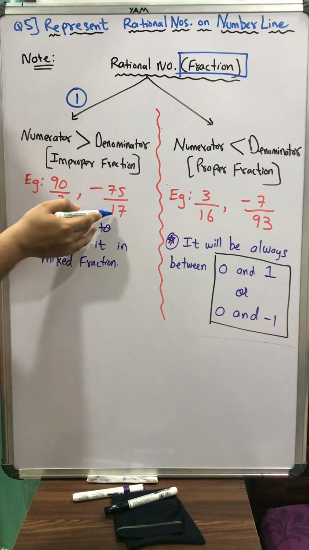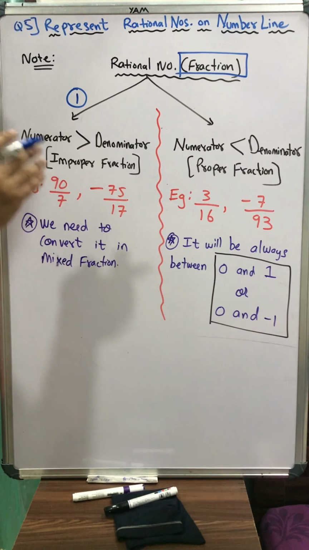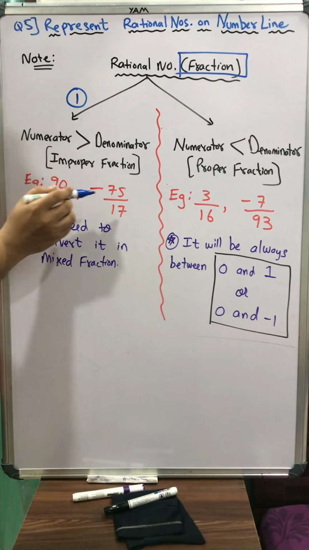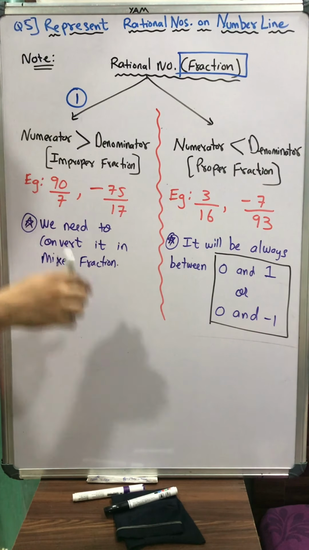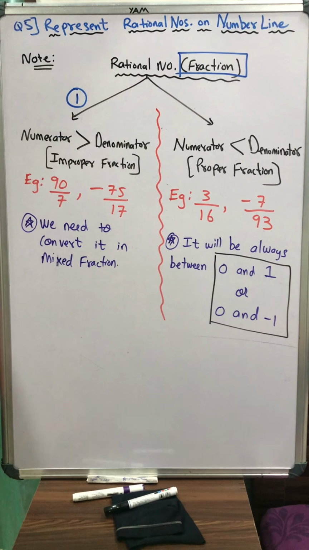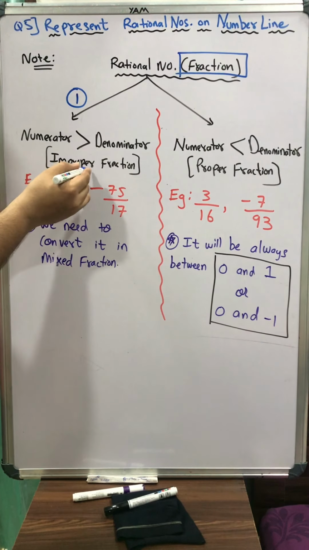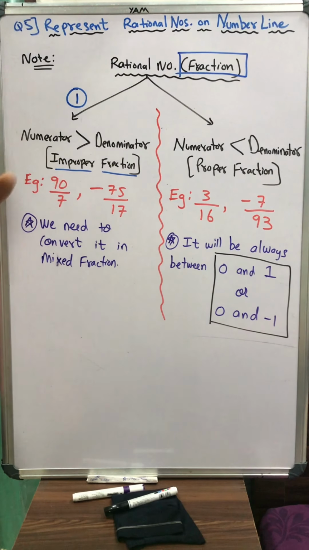Minus 75 upon 17. This minus is along with the entire fraction. So just for 1 second leave this minus sign. Just forget about this minus sign. It's 75 upon 17. 75 is bigger and 17 is small. So whenever numerator is greater than the denominator, such type of fraction is called as improper fraction. This is just for your information.